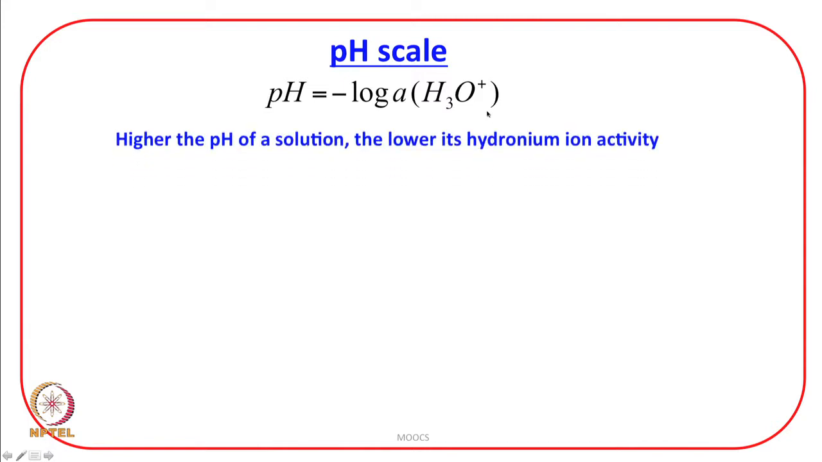According to this definition, the higher the pH of a solution, the lower its hydronium ion activity, because there is a negative sign over here. That means, if the amount of hydronium ion or the activity of hydronium ion is very, very small, the pH is going to be high.